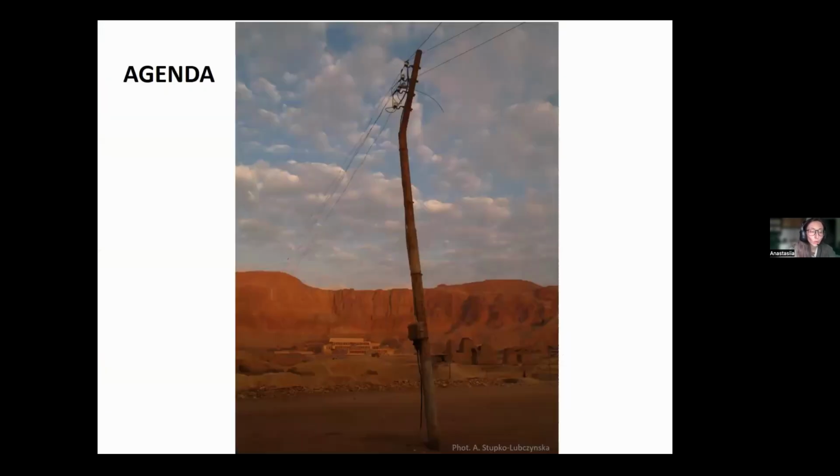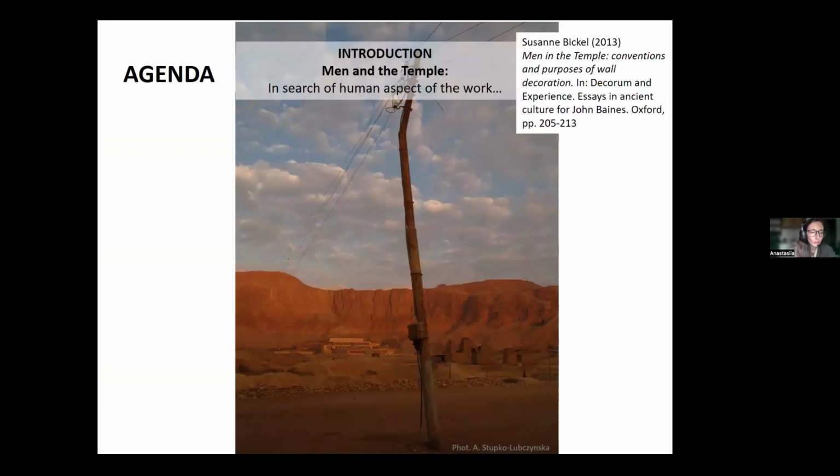So as a word of introduction, referring to Susan Bickel's article entitled "Man in the Temple," I would like to explain how I came to this interest in the human aspect of the work, namely in artistic activity at the temple. Then I will comment briefly on the methodology that I apply to it, explaining what I understand under these abbreviations.